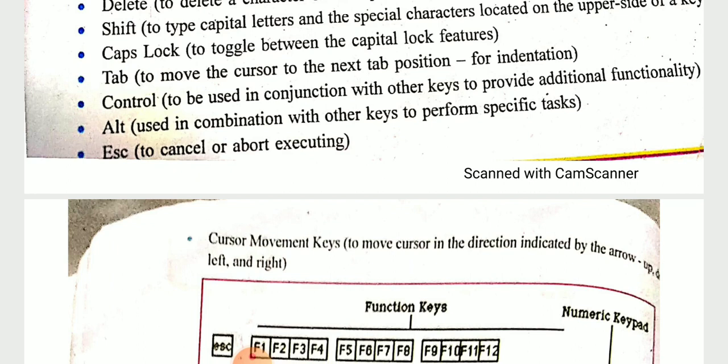Then control key. Control key is used in conjunction with other keys to provide additional functionality. For example, if in our Word document I want to copy my text, with the use of control key I can press control plus C. First of all, I select my text. Then after I press on the keyboard control plus C. So here I am using control key.